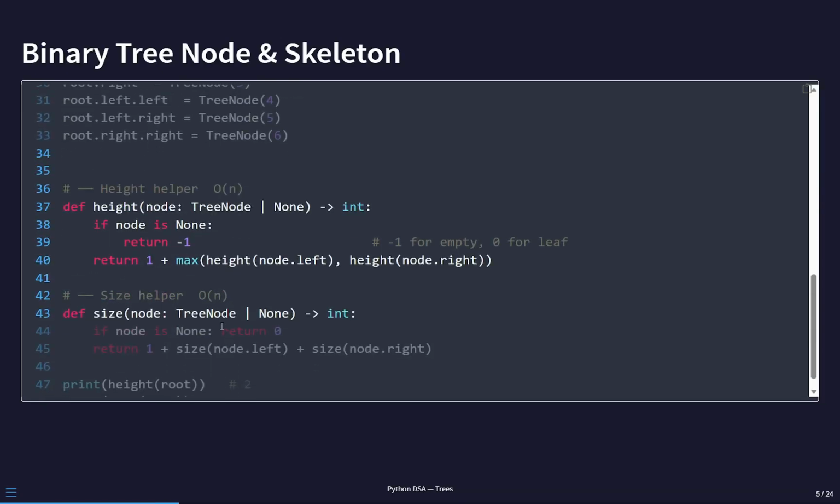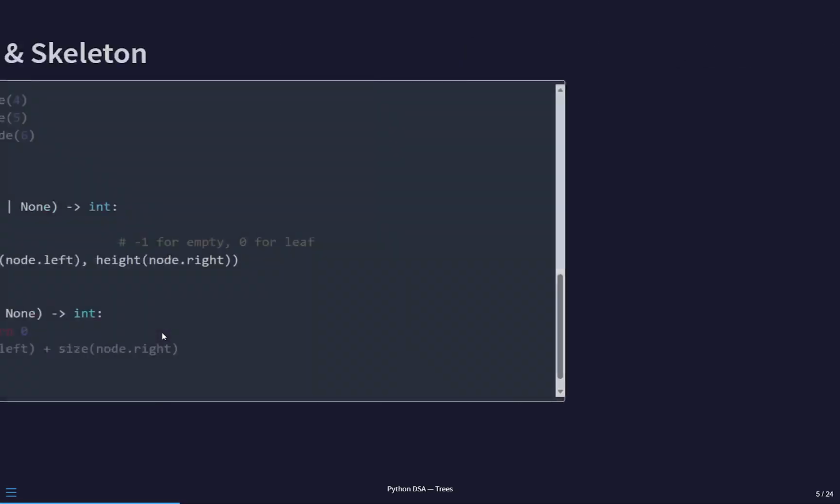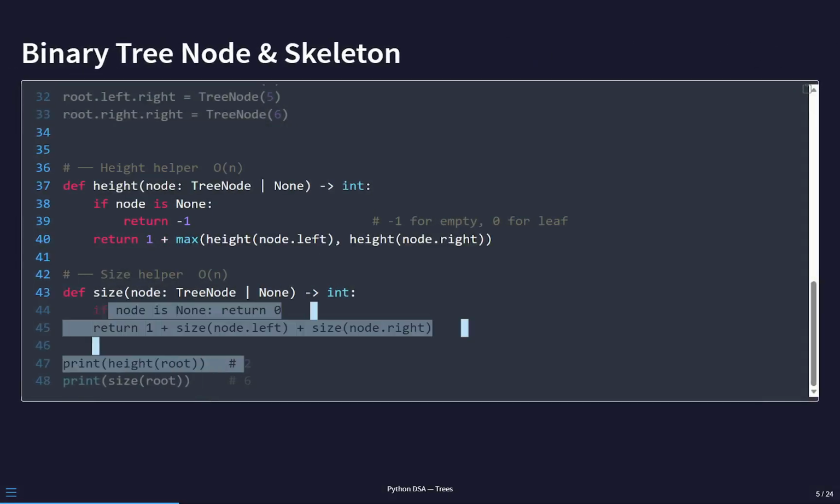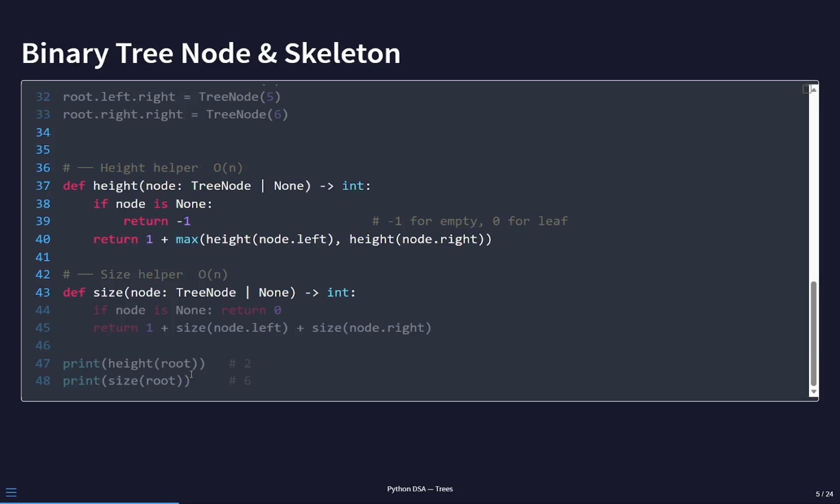The two utility functions, height and size, both follow the same recursive pattern. Base case: None returns a sentinel value. Recursive case: process both subtrees and combine. Height returns -1 for empty to correctly handle the edge case of a single leaf having height 0. Size simply counts 1 for this node, plus all nodes in the left subtree, plus all nodes in the right subtree. Both are O(n), visiting every node exactly once.